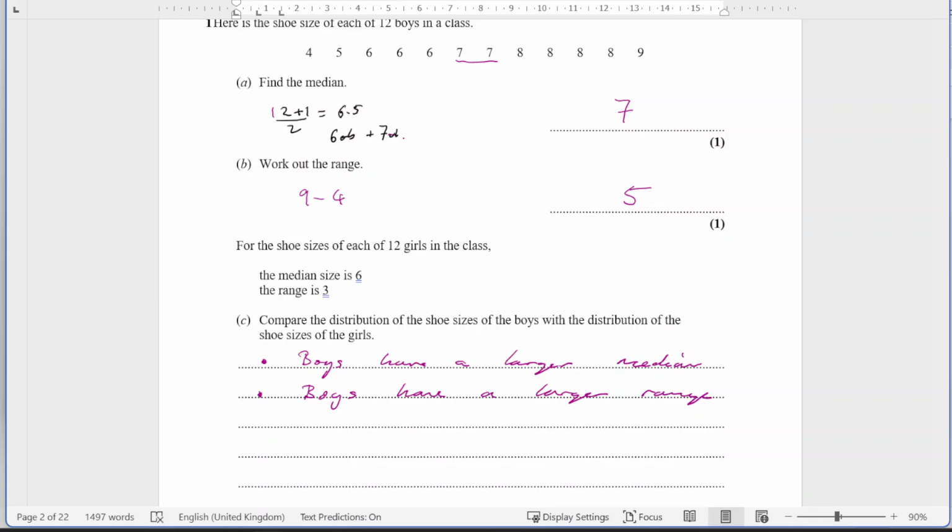You don't need to discuss why that might be. It just asks you to compare the distribution. You don't need to give justifications or reasons. You just need to straight away compare them.